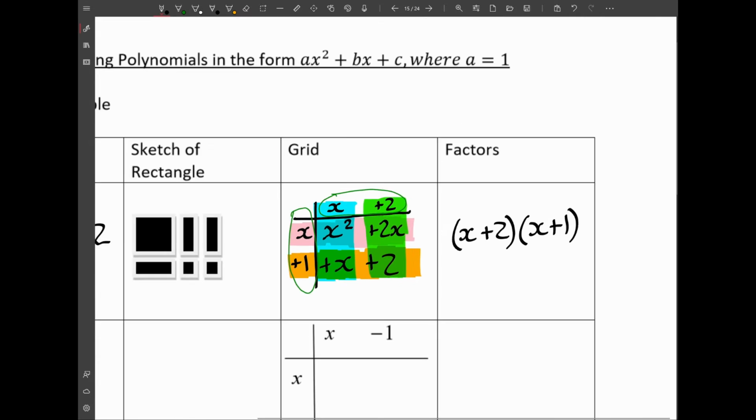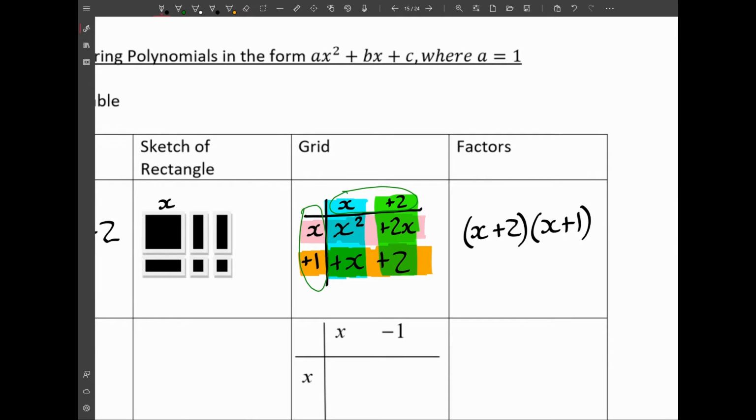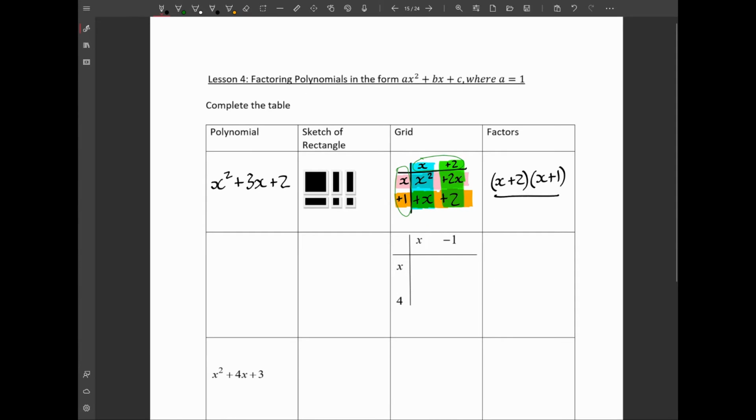And in fact, you can see it with the algebra tiles too. This would be x plus 2 along the top, and this would be x plus 1 along the bottom. They would multiply out to those tiles. So this and this are the same thing. This is factored form. This is expanded form. But they have the exact same value. If you were to multiply this factored form one out using binomial multiplication, you'd get this.